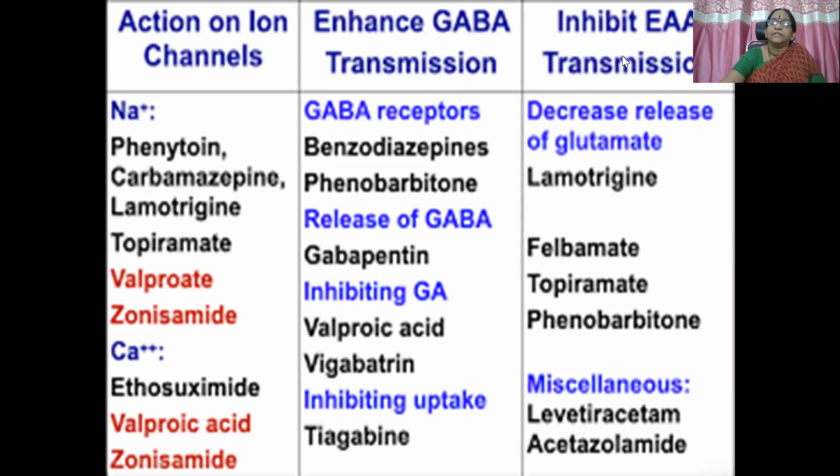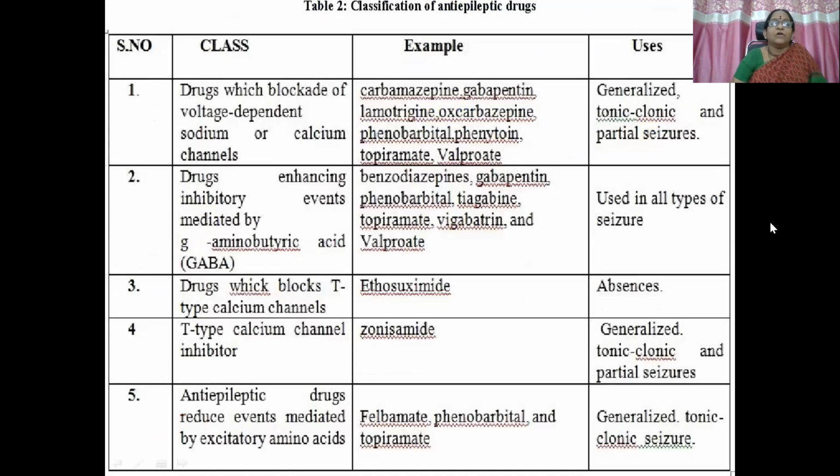Inhibiting excitatory amino acid, that is the glutamatergic transmission, decreasing the release: lamotrigine, felbamate, topiramate, and phenobarbital; and miscellaneous: levetiracetam and acetazolamide. So drugs which block the voltage-dependent sodium or calcium channels are used in generalized tonic-clonic and even partial seizures. And here, T-type calcium channels also, generalized tonic-clonic seizures and partial seizures. And drugs which suppress excitatory amino acids are used in generalized tonic-clonic seizures.